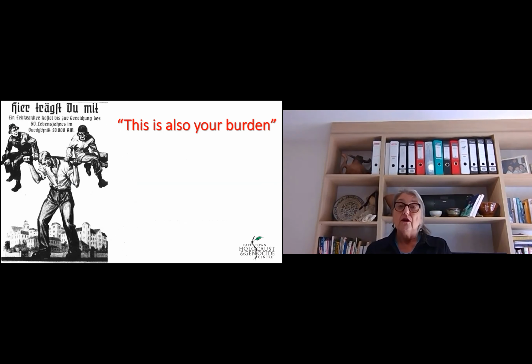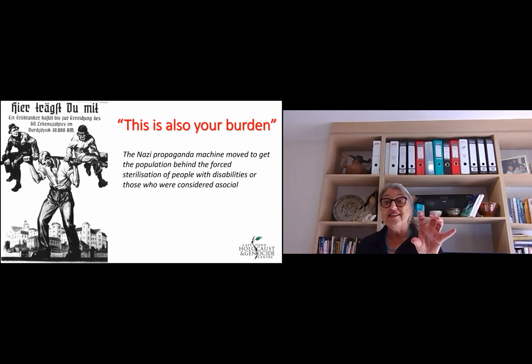Now, the Nazis did not want people to pay, I suppose, for people who had disabilities. And so they set their propaganda machine into process. And in the slide that you see here, the propaganda machine is trying to get the population behind the forced sterilization of people with disabilities or those who are considered asocial. And what does that mean?